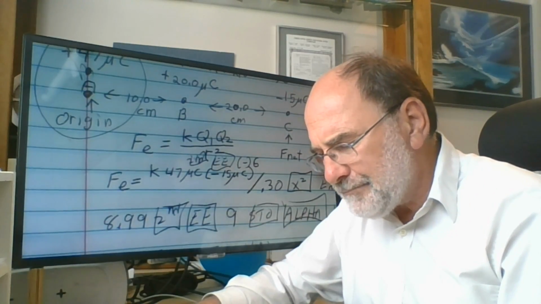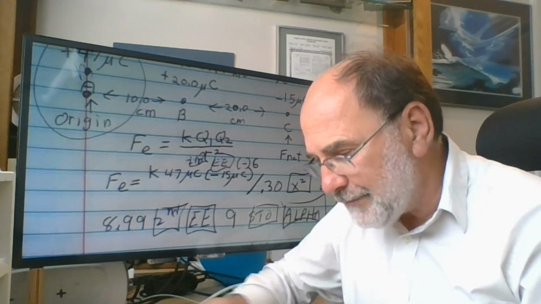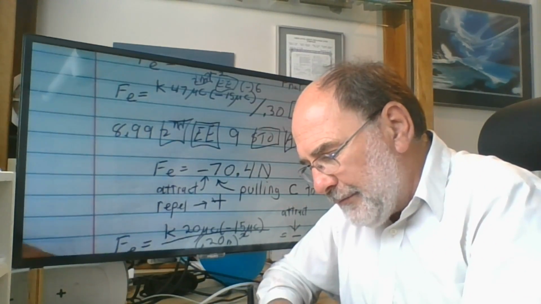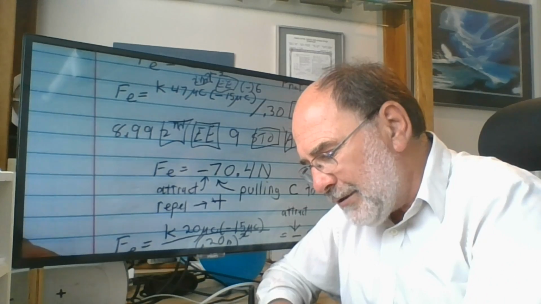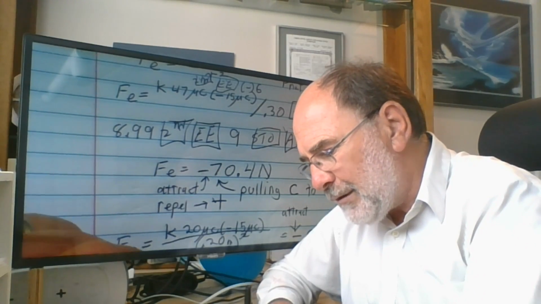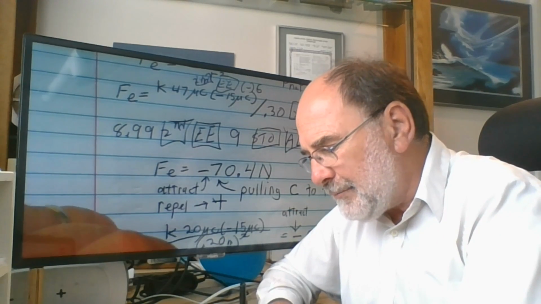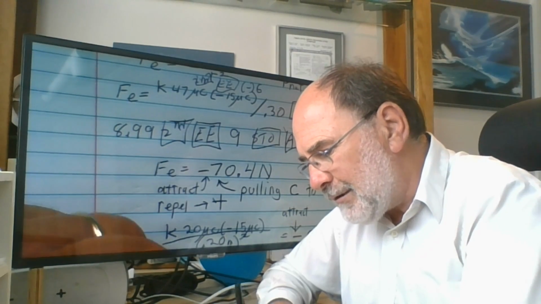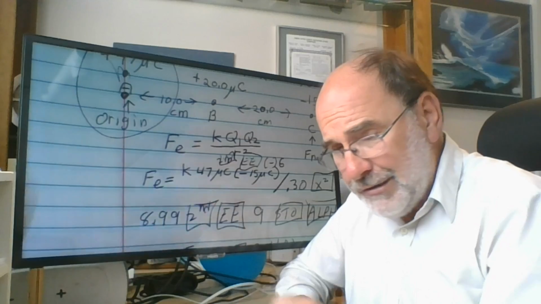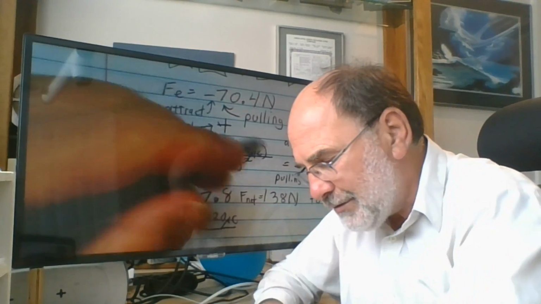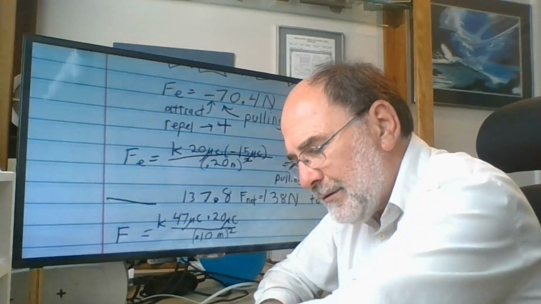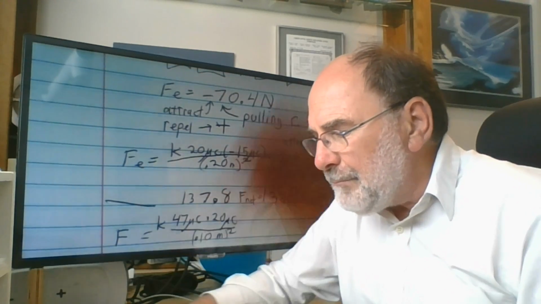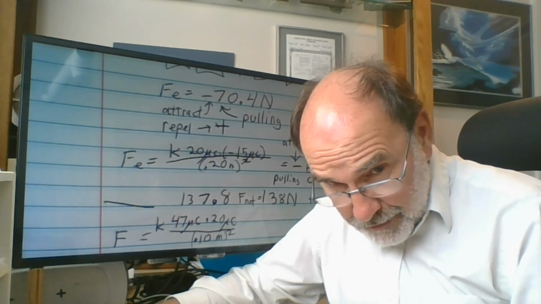For charge A, you probably already calculated the answer for me. So the force on A caused by B is going to be equal to K times 47 microcoulombs times 20 microcoulombs divided by the distance from A to B squared. Well, it's 10 centimeters, but you have to turn that into meters, so that's 0.1 meters quantity squared. These are both positive charges.